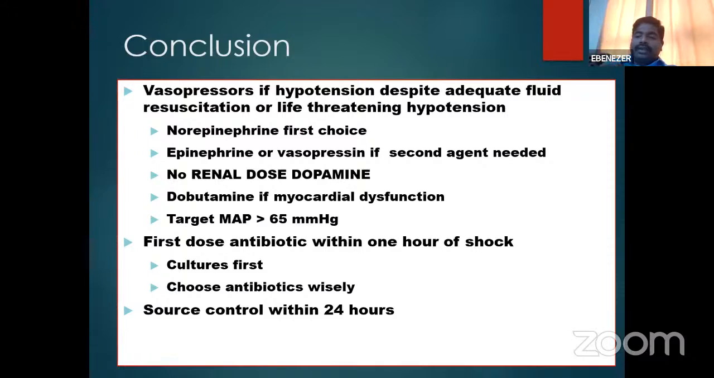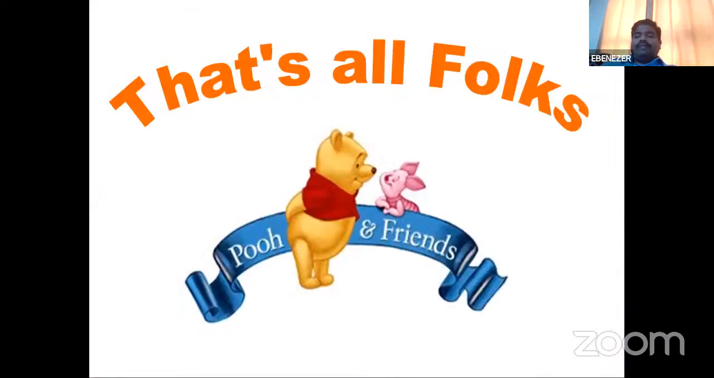Choose your antibiotic wisely, depending upon your local ICU antibiogram. That is very, very important. And please control the source. Source control is extremely crucial. Try to control it as early as possible. Try to see to that. If you're able to do all this in a stepwise manner, you can minimize further organ injury also. And if you're able to follow the Surviving Sepsis guidelines and treat the patient appropriately, I am 100% sure you'll be able to reduce the mortality in a septic shock patient.